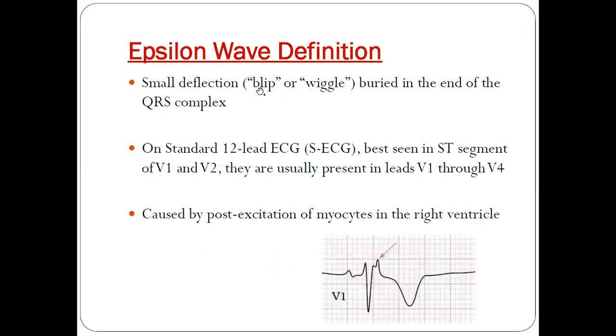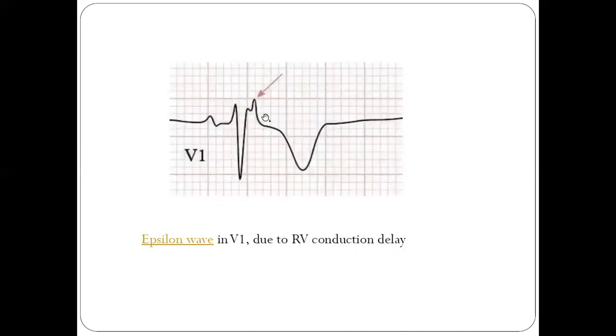The epsilon wave is a small deflection after the QRS wave, an extra deflection buried at the end of the QRS. This is basically caused by post-excitation of myocytes in the right ventricle. In the right ventricle there are fatty deposits, and myocytes get trapped within the fat tissue. There is delayed excitation of these myocytes hidden within the fibrous or fatty tissue, and that late excitation leads to the epsilon wave. You can see the epsilon wave here in lead V1 due to RV conduction delay.